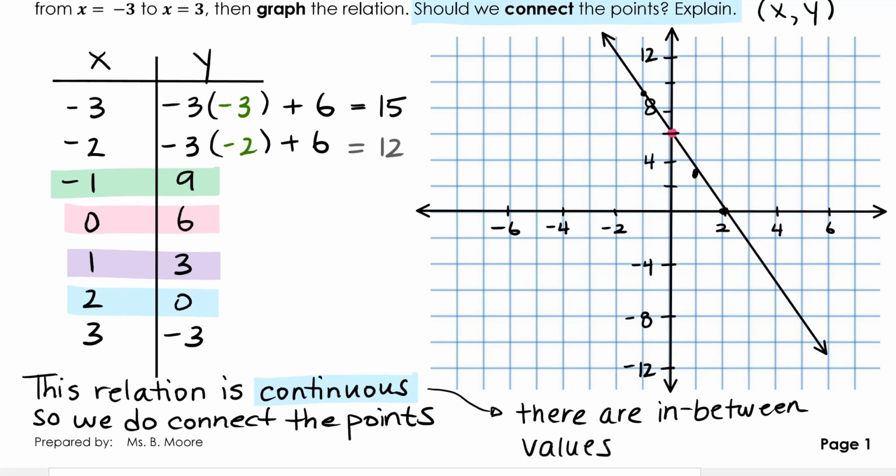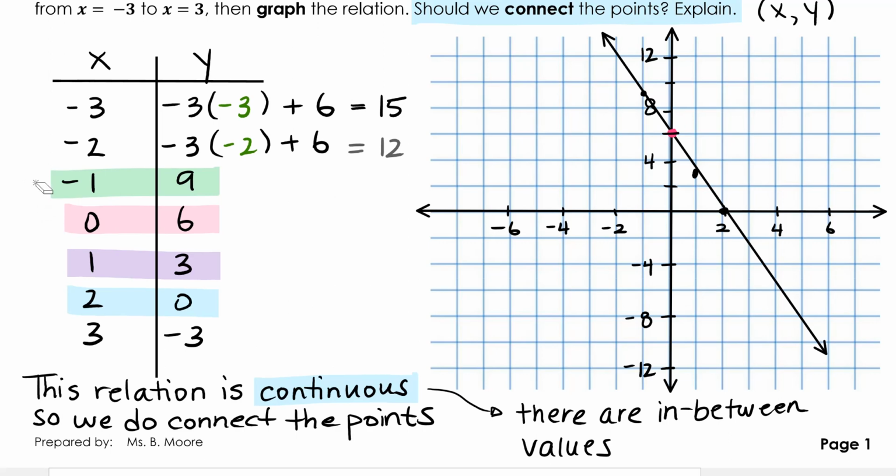For example, is there a value of x in between 0 and -1? Yes, there are many. There's -0.5, -0.2, -0.0000567. There's infinite values pretty much in between those 2 points. So therefore, we connect the lines.